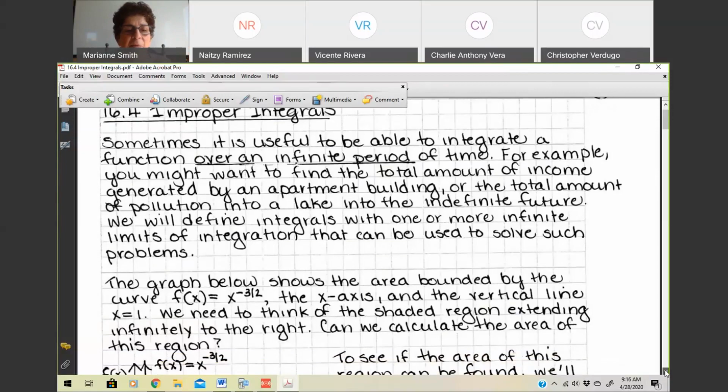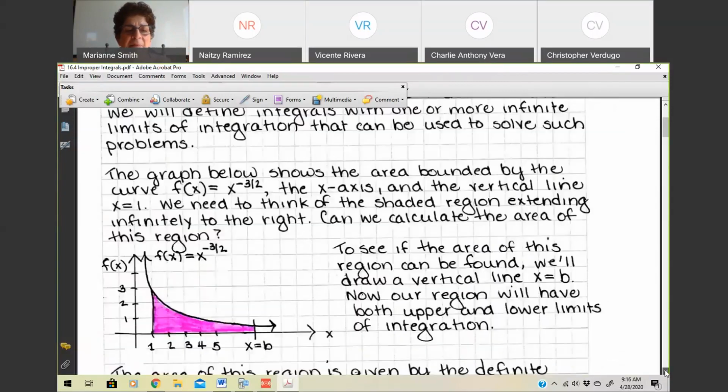So let's take an example. I have a picture here that shows the area in pink that's bounded by the curve f of x equals x to the negative 3/2, the x-axis, and the vertical lines x equals 1 here, and then x equals b here. The reason I have it as b is because I want to keep moving it further and further out on the x-axis. So I'm interested in the area under this curve. It's also going to be the value of the definite integral, where 1 is the lower bound and b is the upper bound.